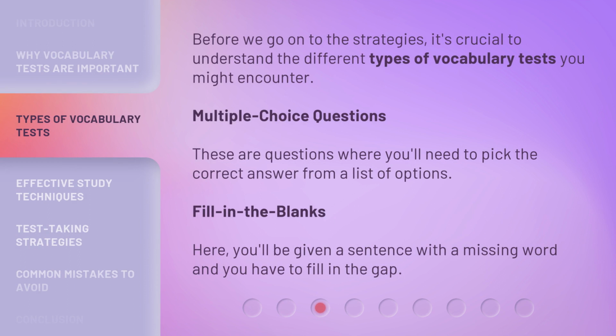Before we go on to the strategies, it's crucial to understand the different types of vocabulary tests you might encounter. Multiple choice questions. These are questions where you'll need to pick the correct answer from a list of options. Fill in the blanks. Here, you'll be given a sentence with a missing word and you have to fill in the gap.